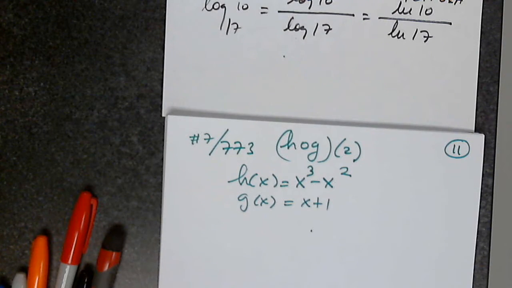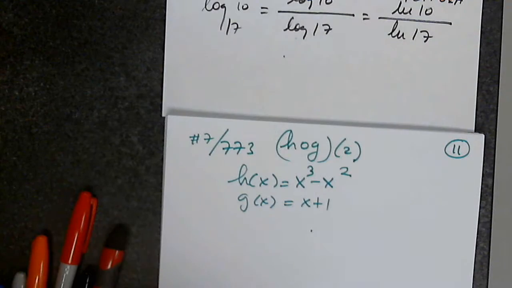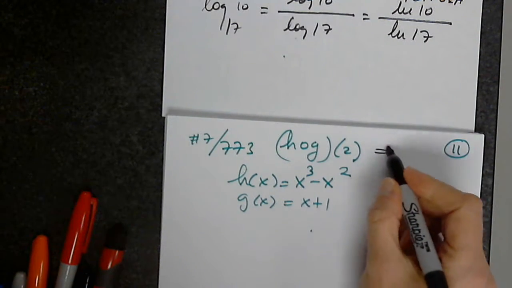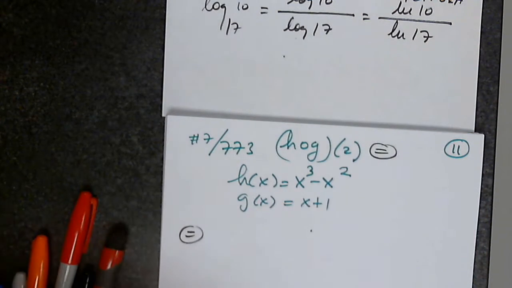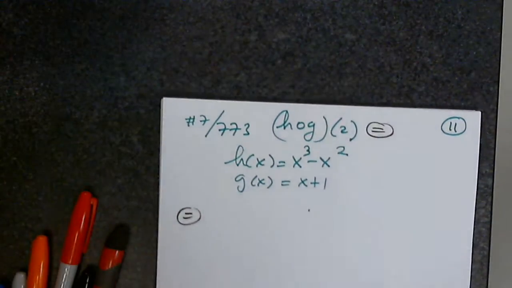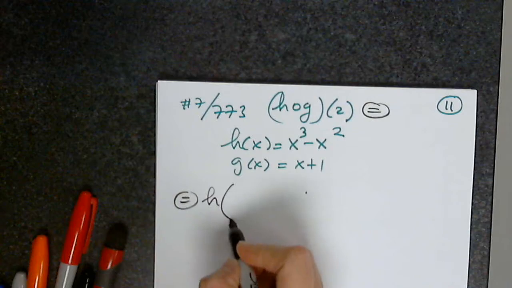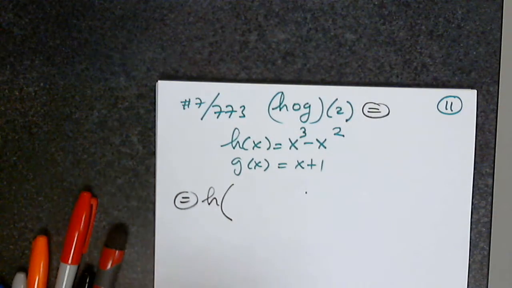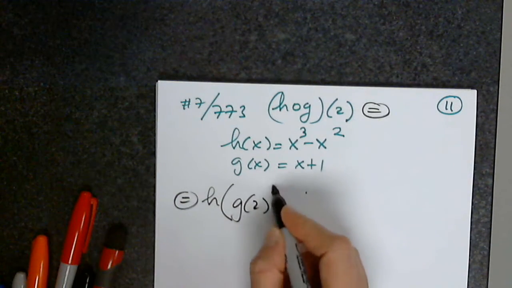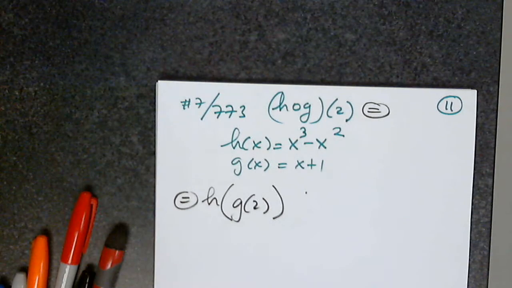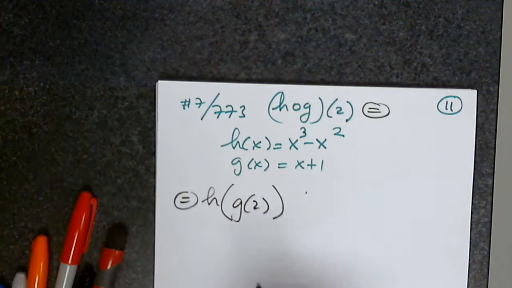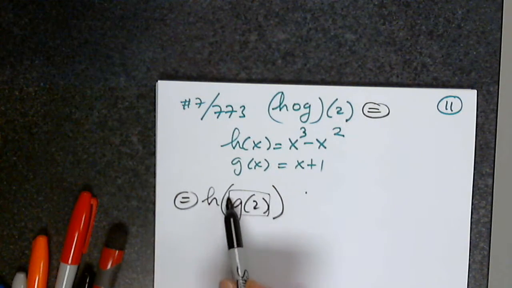How do I determine H comp G of 2? By definition, H comp G of 2 is H of G of 2. Excellent. I always start with the inner function, so I have to determine this piece.